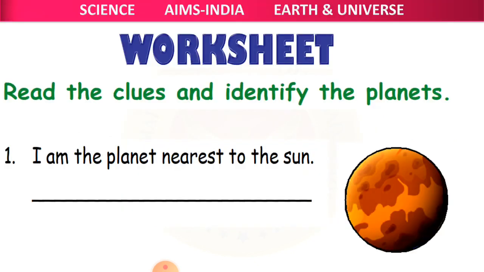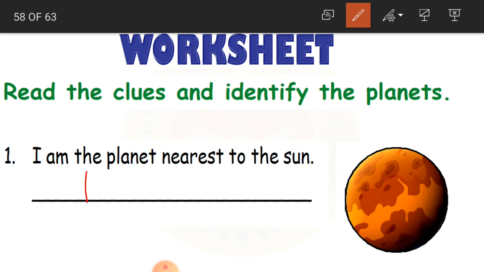Okay, children, see here you have the planets, where we have to identify the planet. One more worksheet also. You can also color in these colors as already mentioned in the project. Clear? Now, I am the planet nearest to the sun. So we have to identify the planet. What is that? I am the planet nearest to the sun. What is it? It is Mercury.